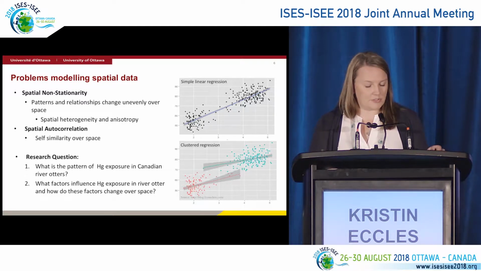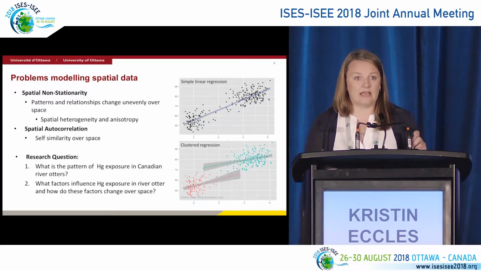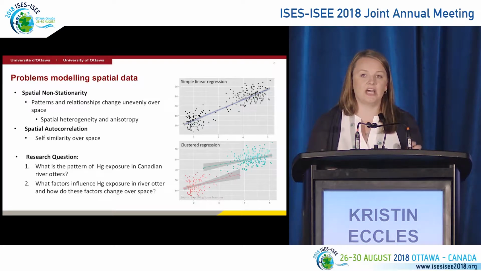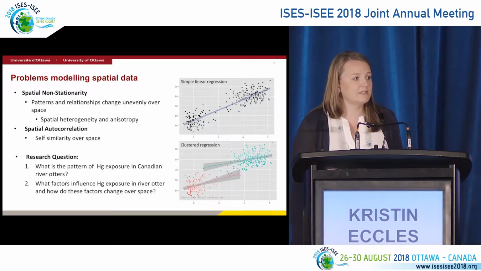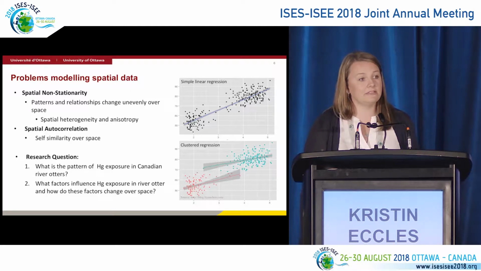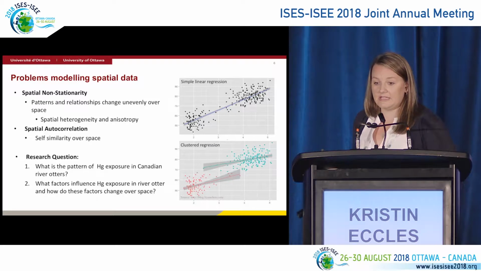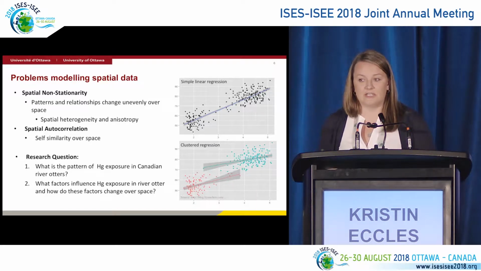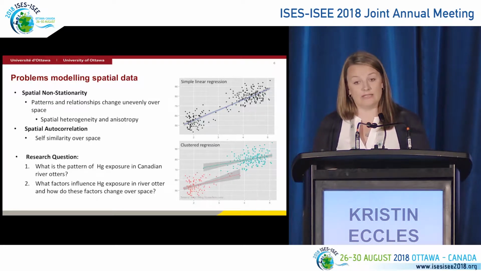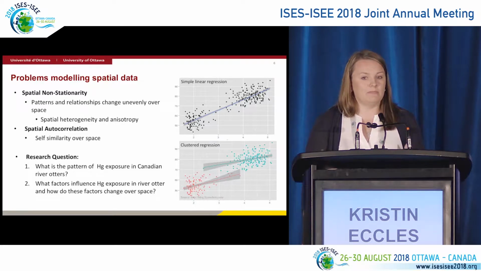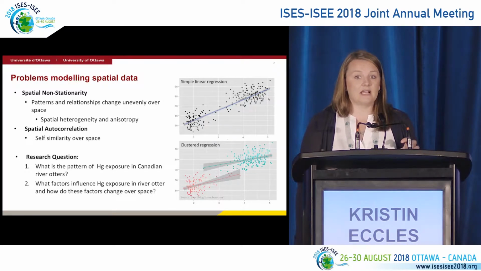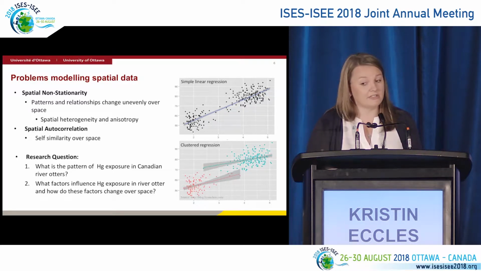So there's a couple problems when we start to model spatial data. The first being spatial non-stationarity. This means that patterns and relationships can change unevenly over space, and this poses problems for our traditional ordinary least squares regression modeling methods. Particularly, it violates the assumption of residual homoscedasticity. Here we can see in this linear regression plot, in an OLS regression, we'll try and fit one line through all the points, when really maybe our model would be better specified by fitting a couple different lines through different clusters. So this can pose some problems for modeling.